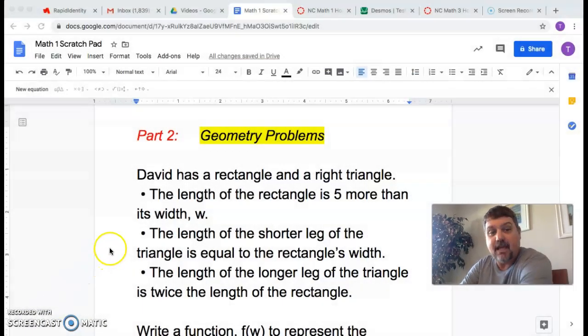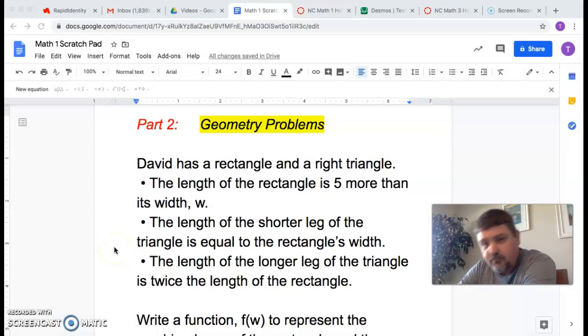Now, this problem, I actually pulled it off of the released form EOC. So very typical, likely to run into something kind of like it. Now, the way it's formatted here, they've got bullet points with the information that's going to be needed to solve this. So let's go through and read it.